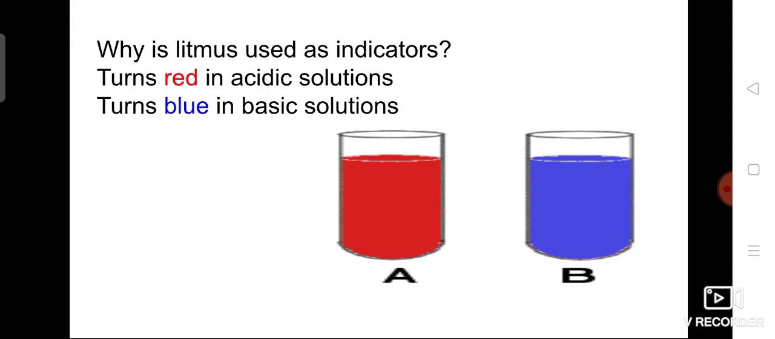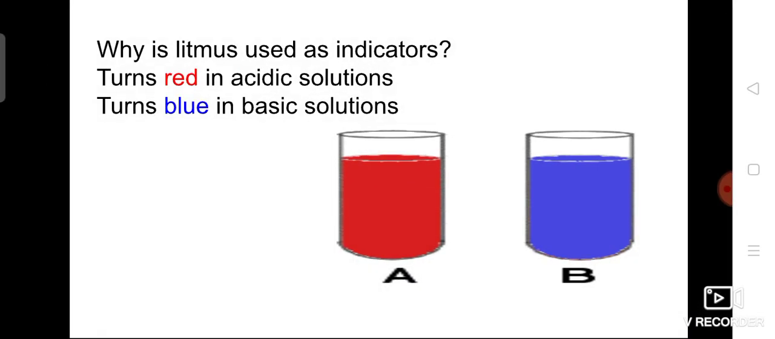So what do you think? Why do you think litmus is used as an indicator? Because of this different color change. It reacts differently with an acid and base. So two different behaviors with acid and base show it's the property of this litmus solution.